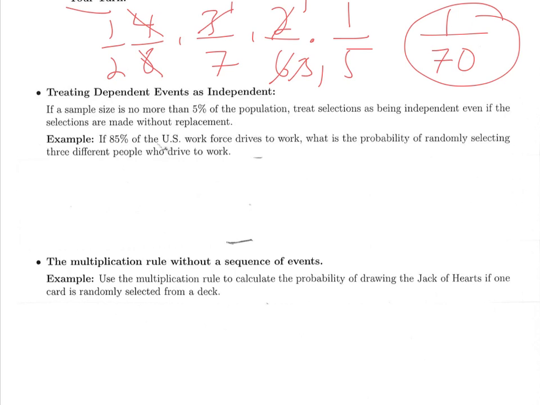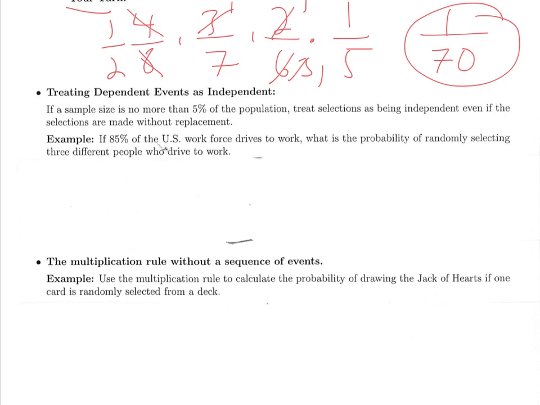So unlike a bag of marbles, the population in the U.S. workforce is millions of people large. So if I take a few of them out and don't replace them, you haven't changed the probabilities hardly at all. So that's why they're talking about this as being independent. If my sample size is no more than 5% of the population, we can treat these as independent. Basically it's like sampling with replacement.